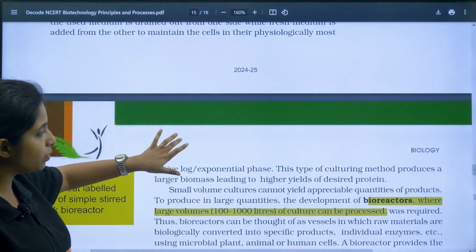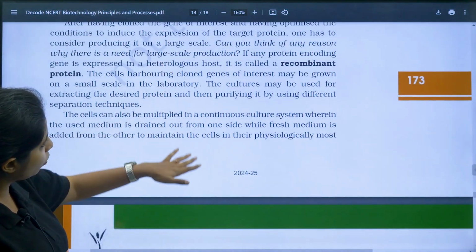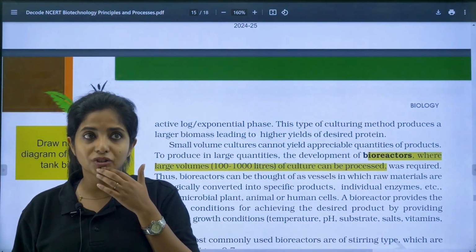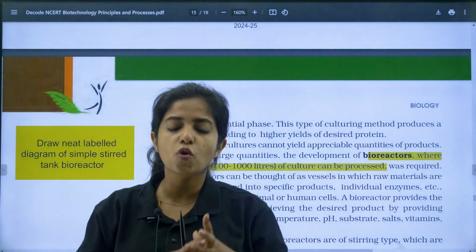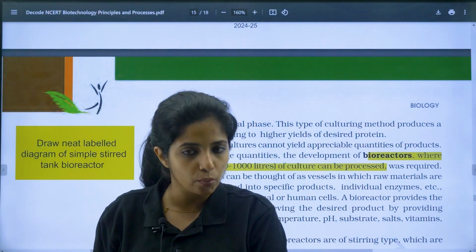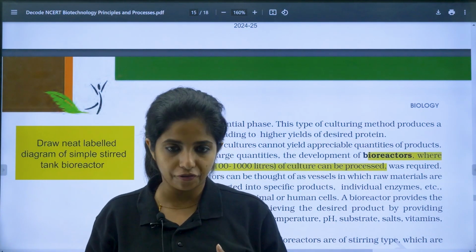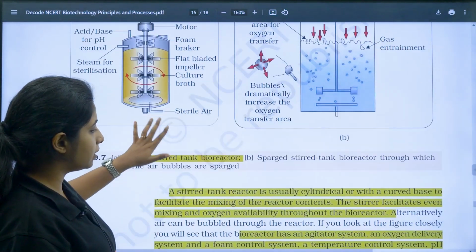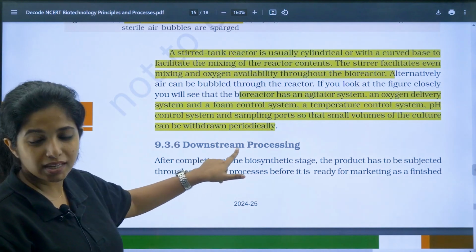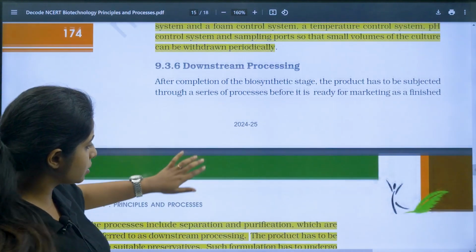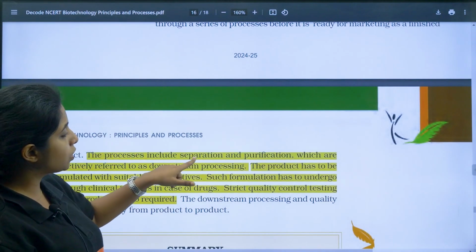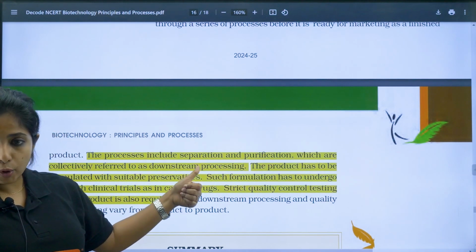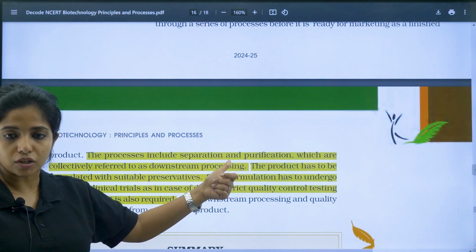You have to read the whole thing over here, but let me tell you one very important thing: when the gene product is isolated, there are so many other things which come along with it. So you have to make it really purified, and this process where you separate the product from everything else, you call downstream processing. What do you call this? Downstream processing. The processes include separation and purification, which are collectively referred to as downstream processing. What, children? Separation and purification.